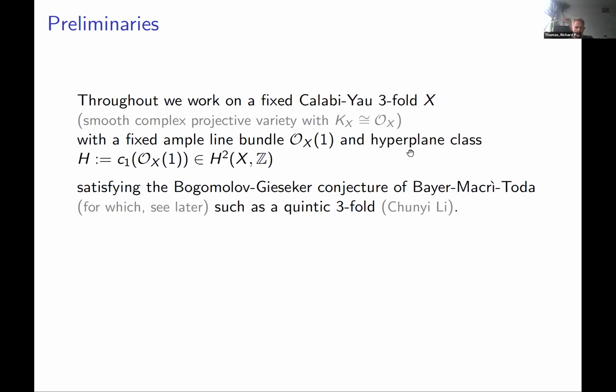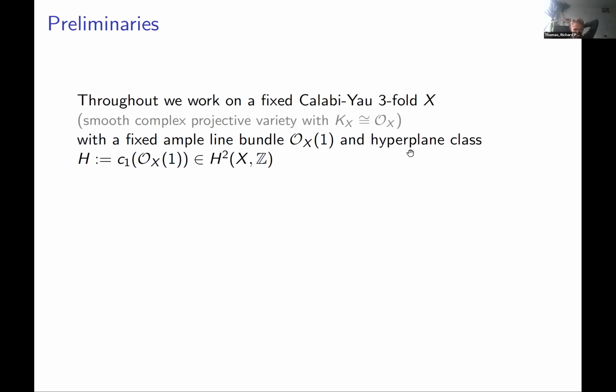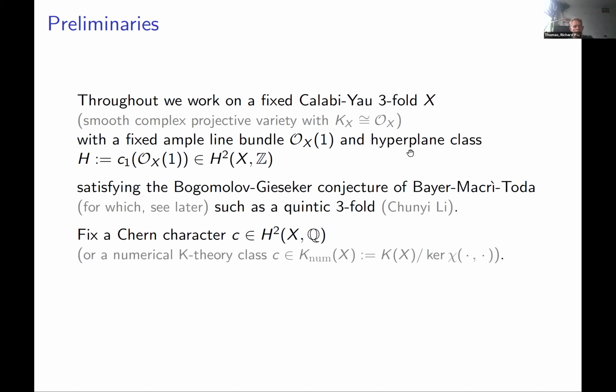And I beg your pardon, there's one thing I should have remembered to say on this slide here, which is that rank one DT invariants, so the interest in getting to rank one and describing things in terms of rank one DT invariants is that they essentially count curves on your Calabi-Yau threefold. So they're conjecturally at least equivalent to Gromov-Witten invariants, but I will explain that later on. Okay, so these are the preliminaries.